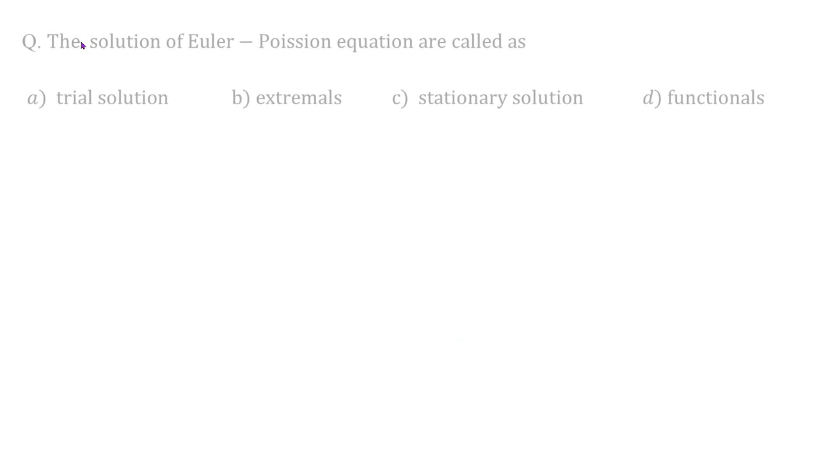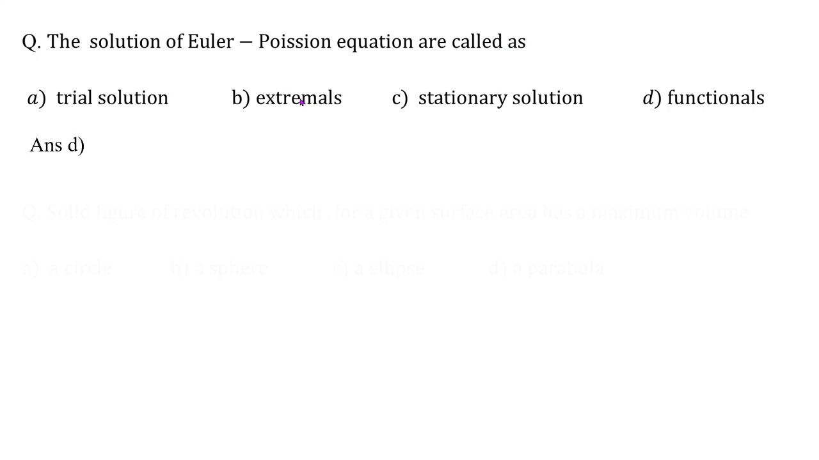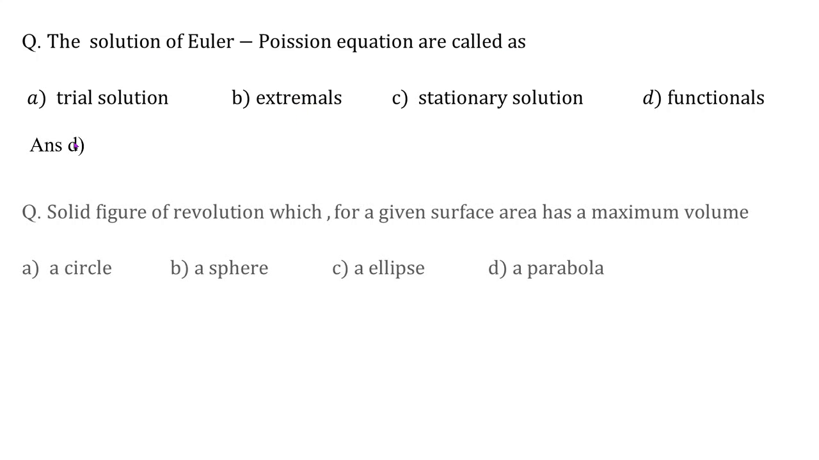Let us have the next question, an important question: the solution of the Euler-Poisson equation. Remember, the Euler equation is also called the Euler-Poisson equation when it is written for a functional involving higher order derivatives. The solution of the Euler-Poisson equations is, as we know very well, called the extremal. So the correct option is B. Here it is by mistake written as D. The correct option is B.